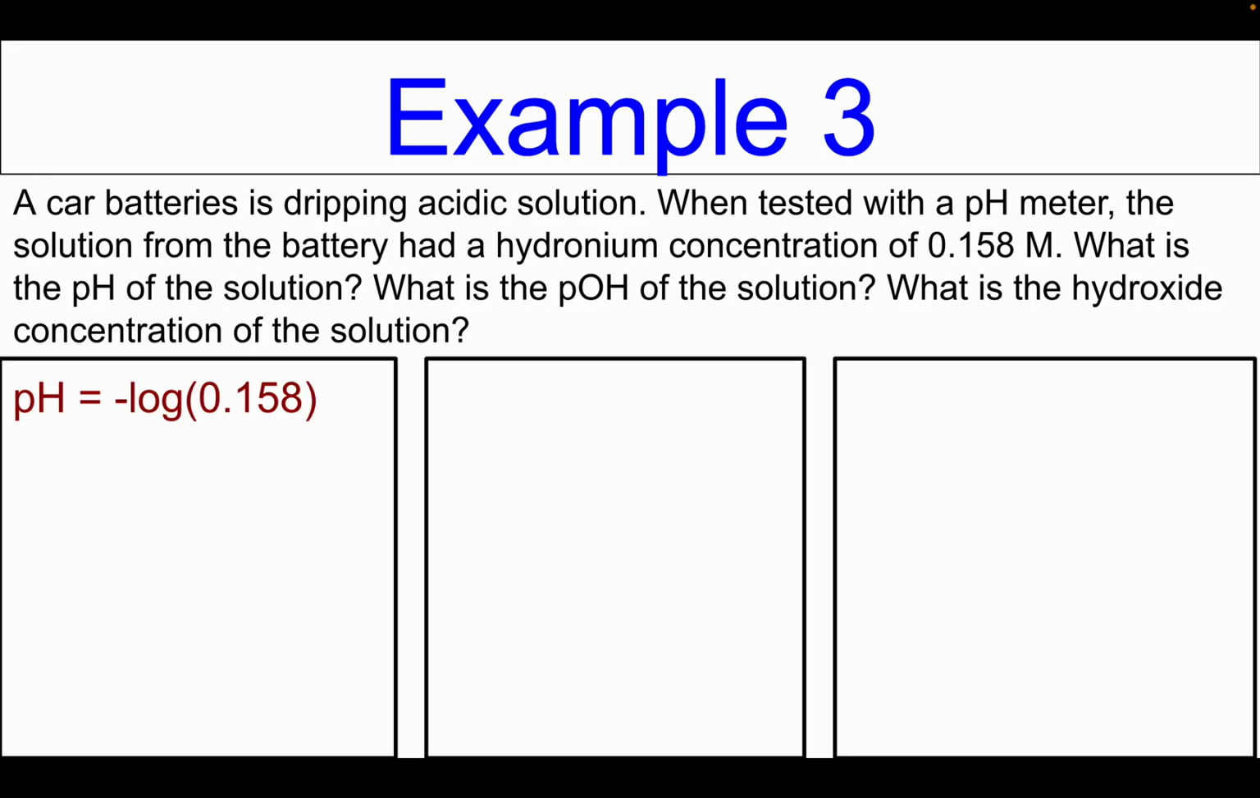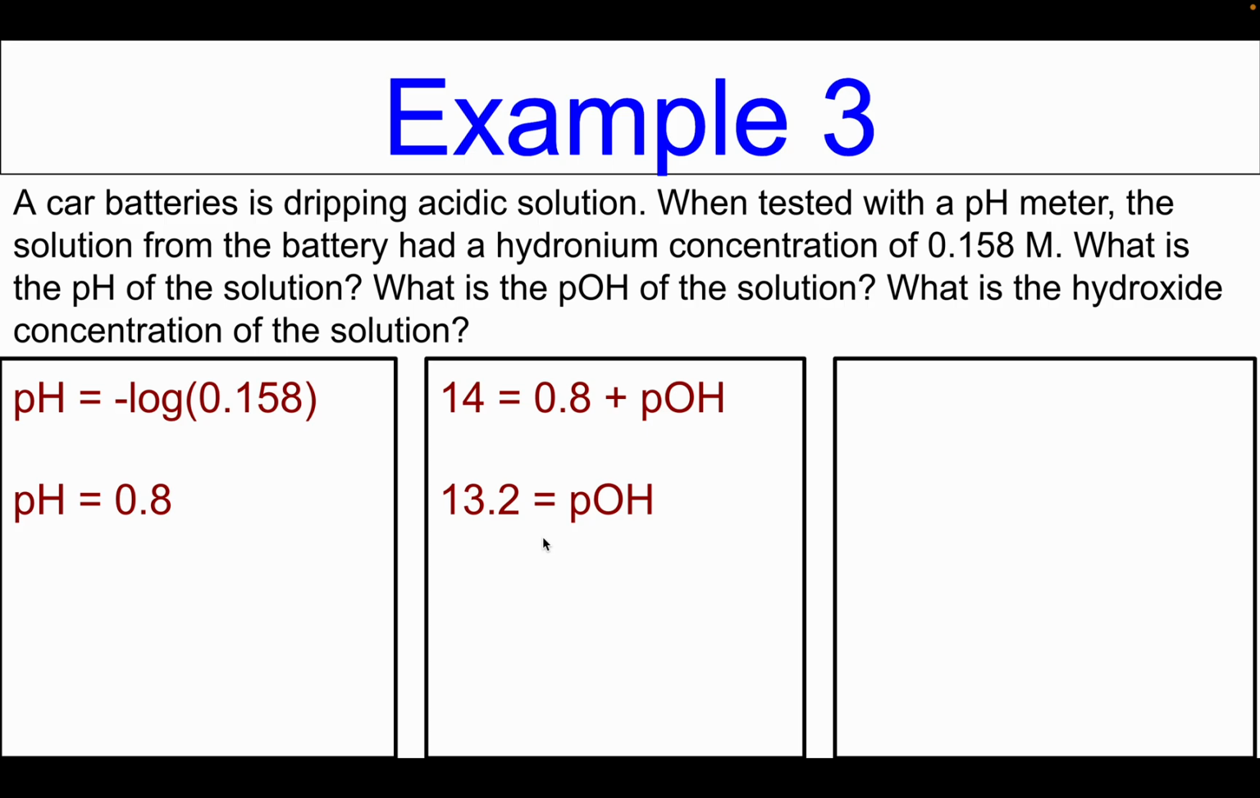Okay, so we'll start with pH. We're taking the negative log of 0.158. When we do that, we get a pH of 0.8. So we're just taking 0.158, the hydronium ion concentration, plugging it into the formula for pH. We get a pH of 0.8. Now we'll calculate the pOH. 14 equals 0.8 plus the pOH, which is 13.2 when we subtract 0.8 from both sides.